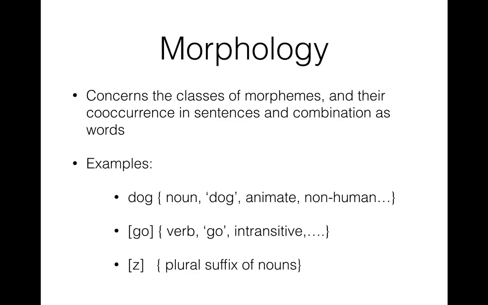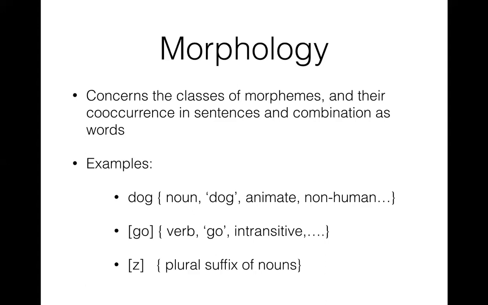Okay. What is morphology? Morphology is when you have different morphemes. Morphemes are the smallest unit of meaning in language. When you take different morphemes and you combine them together, you get morphology, you get different words. So I've given you examples from English. When you have the word dog, you can say that a dog is a noun. It means dog, right? It's an animate noun, and it's non-human. So you have a way of describing different morphemes and words.